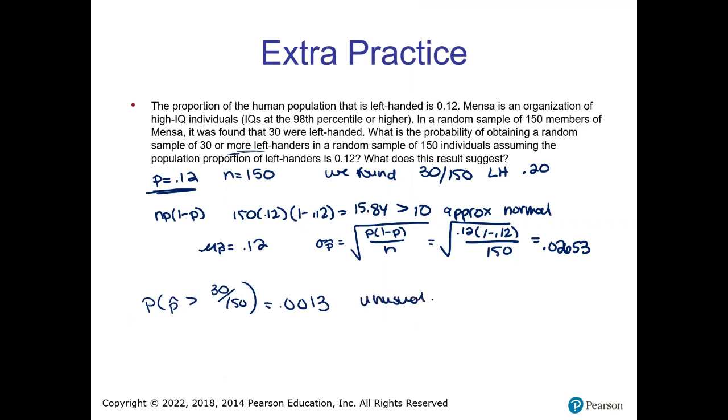Well, what does it suggest? What it's showing me here is there is clearly a higher percent of left-handed people in the Mensa organization compared to the general population. So there is some sort of relationship here with really, really smart people having a slightly higher chance of being left-handed.